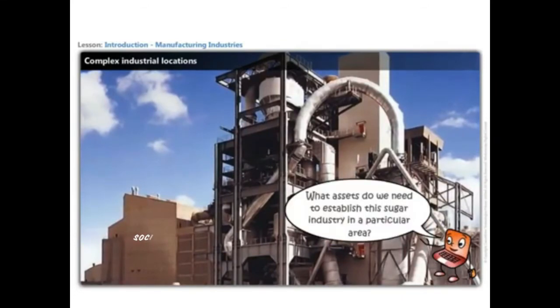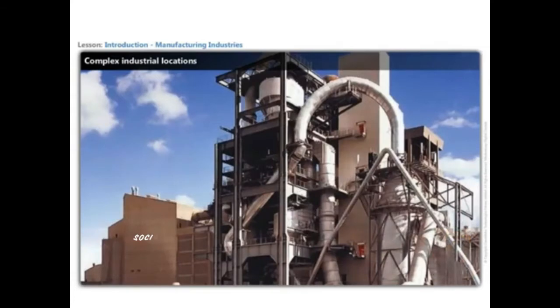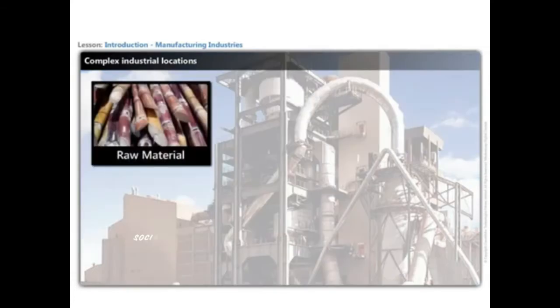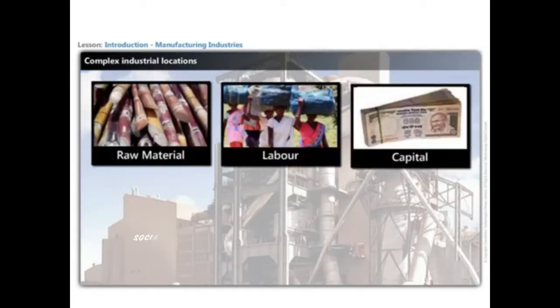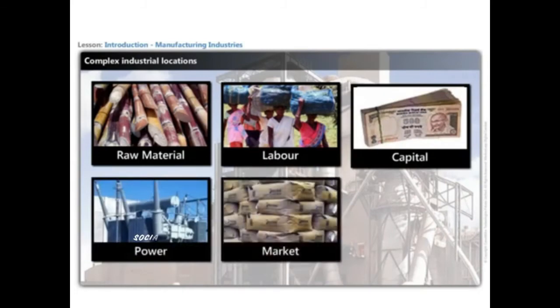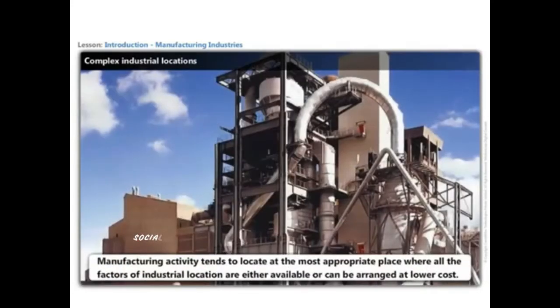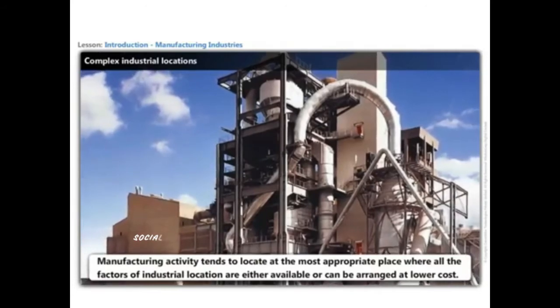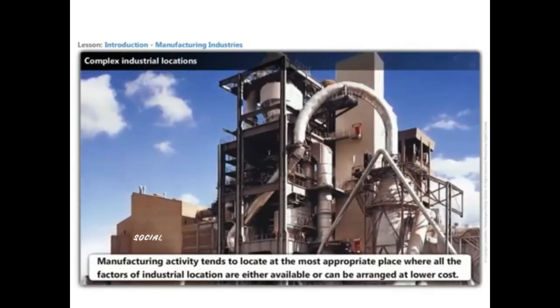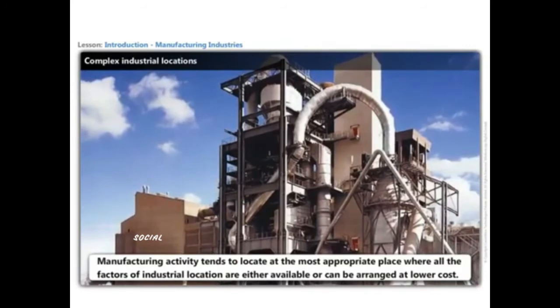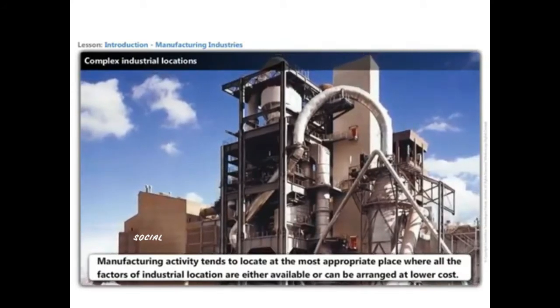What assets do we need to establish the sugar industry in a particular area? Availability of raw material, labor, capital, power, market and government policies are some of the factors that would determine the location of a particular industry. Manufacturing activity tends to locate at the most appropriate place where all the factors of industrial location are either available or can be arranged at lower cost.